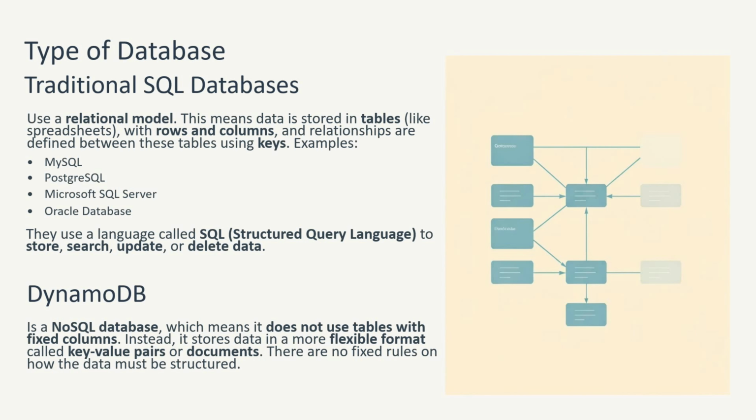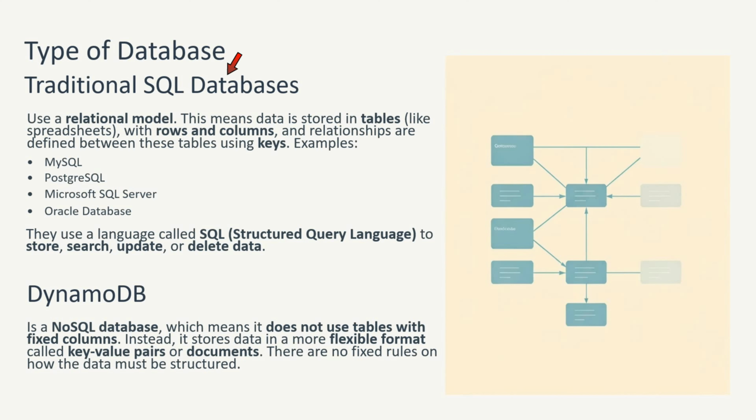Now we will see the types of databases. First one is traditional SQL databases. Traditional SQL databases use a relational model. This means the data is stored in tables with rows and columns, like a spreadsheet, and relationships are defined between these tables using keys. Examples of traditional SQL databases are MySQL, PostgreSQL, Microsoft SQL Server, and Oracle Database.